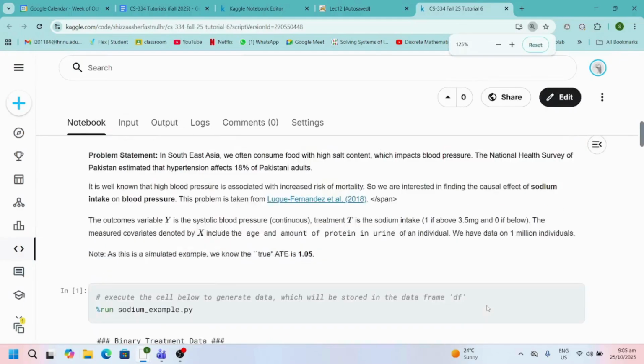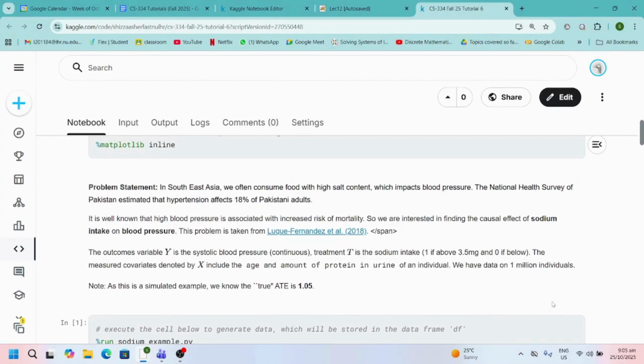Let's go over the problem statement. In Southeast Asia, we often consume food with high salt content. Food with high salt content is going to impact blood pressure. The National Health Survey of Pakistan estimated that hypertension, which is, well, high blood pressure, affects 18% of Pakistani adults. It is well known that high blood pressure is associated with an increased risk of mortality, increased risk of death. So, we are interested in finding the causal effect of sodium intake on blood pressure. Our data is coming from this paper.